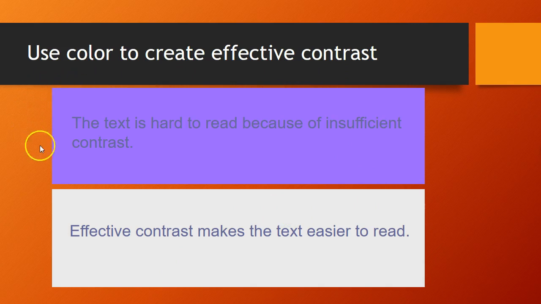This one shows you an example, again from your textbook, of what might happen if you have text that's too similar to the color of the background as compared to text that is very different from the color of the background. Contrast is absolutely essential. Make sure that you're creating strong contrast between your different elements.